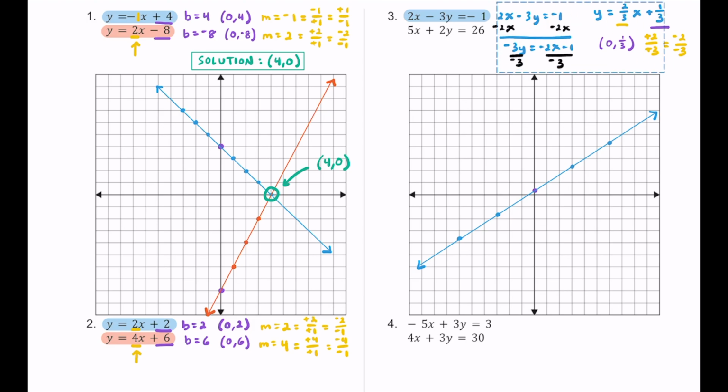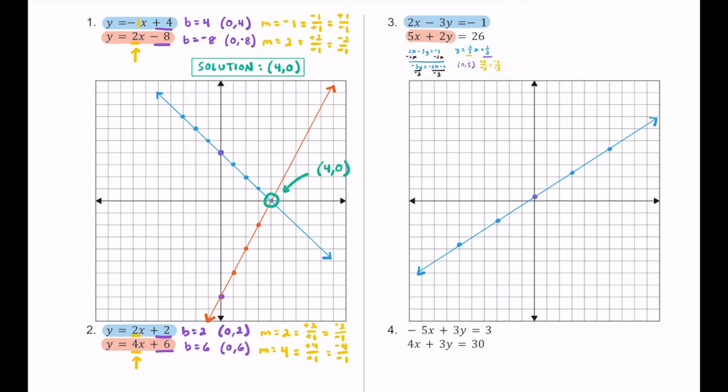All right, just to get a little bit more space here, let's go ahead and move this work. Now let's take a look at our second equation of 5x plus 2y is equal to 26. Now this one's also written in standard form, so we're going to have to maybe put it into slope-intercept form so we can figure out what the y-intercept and what the slope is.